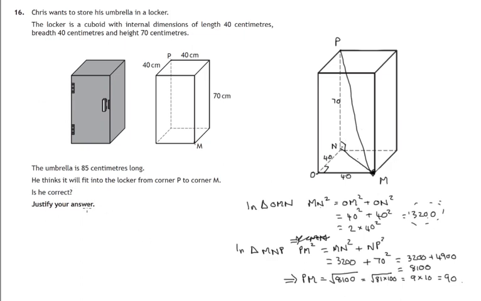And the question says, justify your answer. We've got all these calculations there. The umbrella is 85 centimetres. Can it fit from corner P to corner M? Yes, it can fit, since PM is 90 centimetres, which is greater than 85 centimetres, the umbrella length. So there we go, full justification, all the calculations are there.